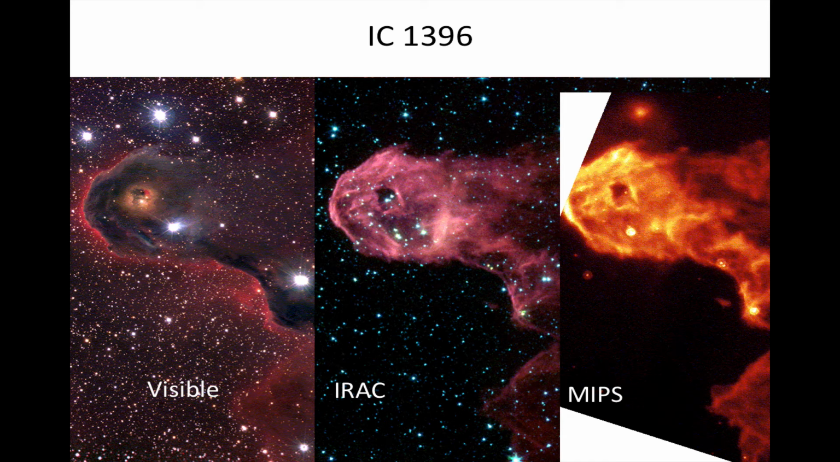So now let's go back to this IC 1396 globule, armed with this understanding of how stars form. We've got the visible light picture here, we've got the IRAC image here, and we've got MIPS at 24 microns here. So there's the edge of the cloud. Remember, the bright star is over to the left.